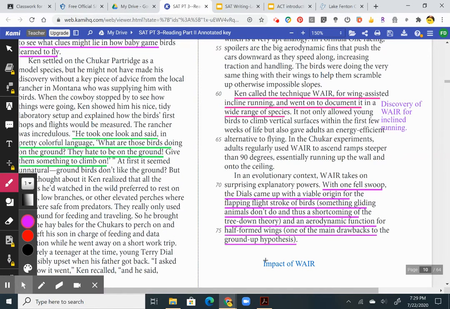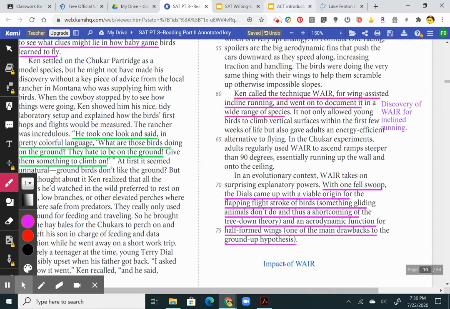In an evolutionary context it takes on surprisingly explanatory powers. With one fell swoop, WAIR came up with a viable origin for the flight flapping stroke of birds, something gliding animals don't do, and thus a shortcoming of the trees-down theory. And an aerodynamic function for half-formed wings, one of the main drawbacks to the ground-up hypothesis. So this is a combination, so to speak, of the ground-up and trees-down ideas, and I talked about the impact and explanation for WAIR.